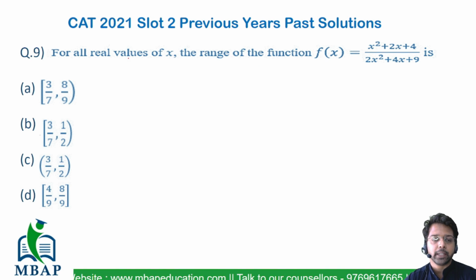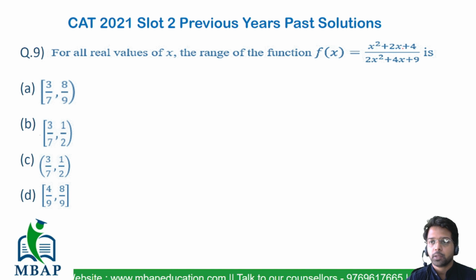Now let's have a look at the next question which came in the year CAT 2021 slot 2. Read the question well. The question says, for all the real values of x, I repeat, for all the real values of x, the function f of x is given by x squared plus 2x plus 4 divided by 2x squared plus 4x plus 9. And we have to find the range of this function f of x.